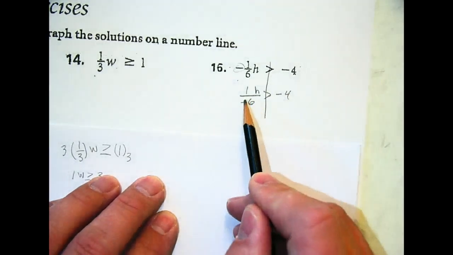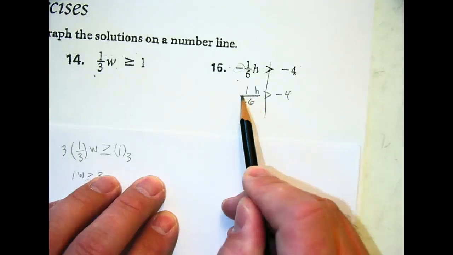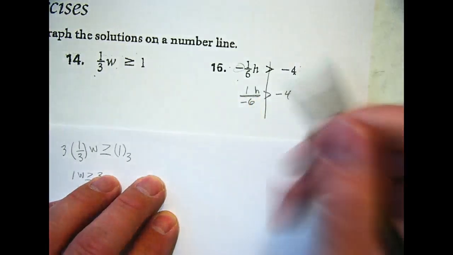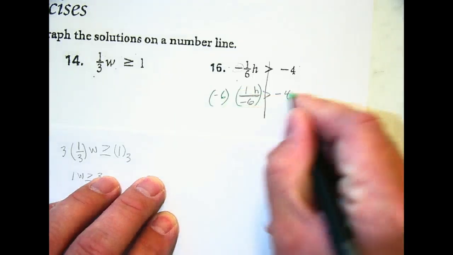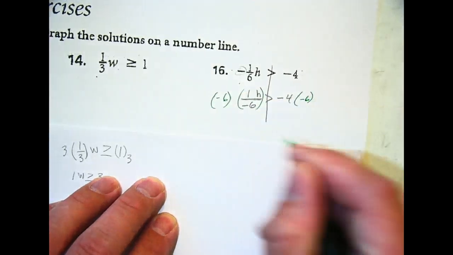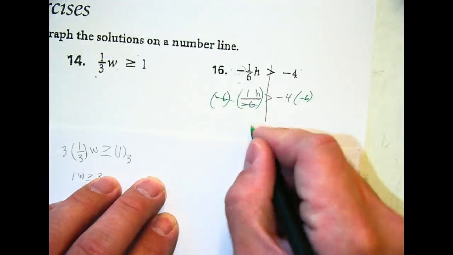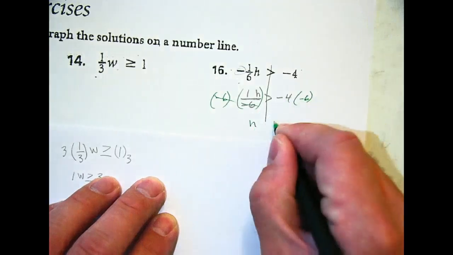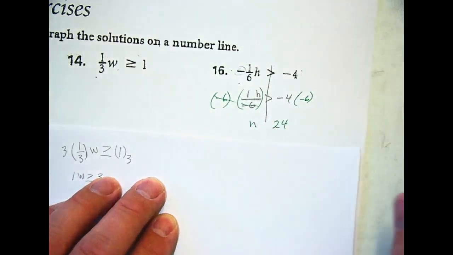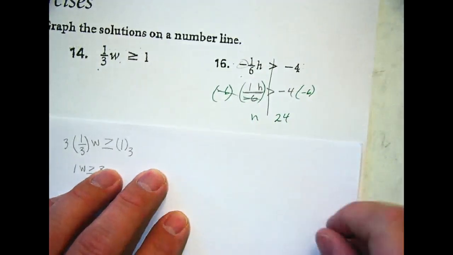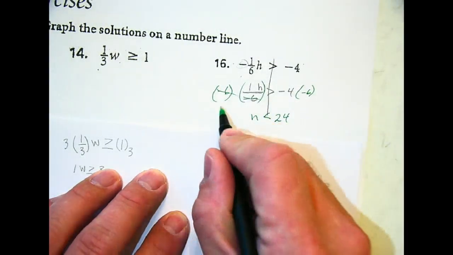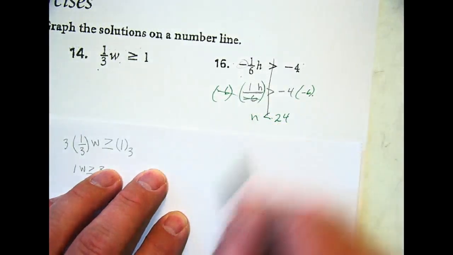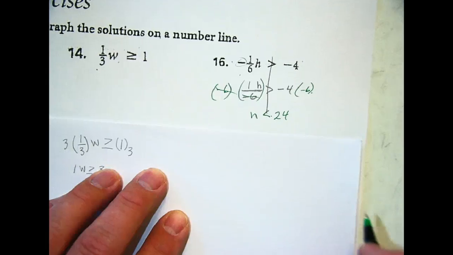And since they're dividing by -6, the opposite of dividing is to multiply. Multiply by -6. And when I multiply by a negative, besides canceling out here, and I'm left with h, and here I'm left with positive 24, what else happens? Yeah, the sign flips. You multiply by a negative. When you multiply by that negative, the sign flips. So now I have h is less than 24.